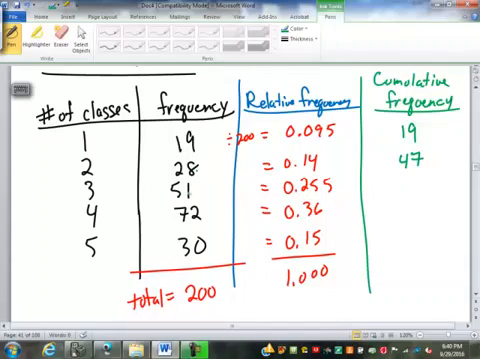For 3, we've got 51 plus the 28 and the 19 that are smaller than it. I'm going to take it easy and do 51 plus 47 is 98. So that's the cumulative frequency. There are 98 values that are equal to 3 or smaller. For the 4, there's 72 plus the others that are smaller. That's now 170. 5 has 30 plus the ones that are smaller. It's 200. Notice this cumulative frequency for the last value better be the same as the total frequency.